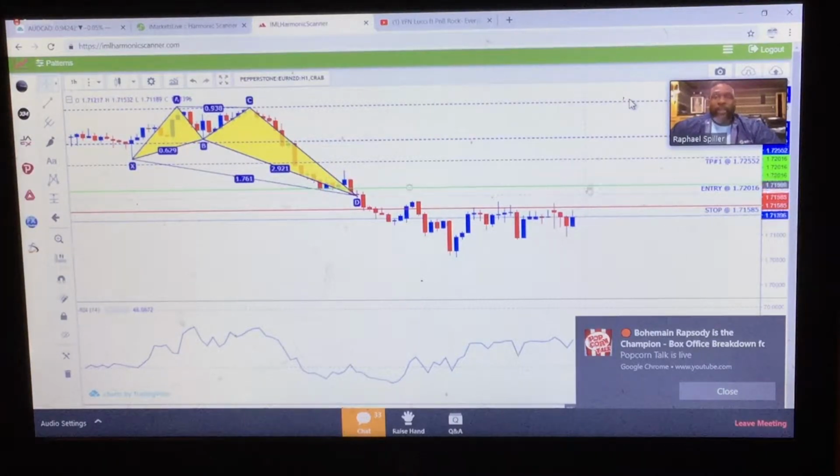You want to set your call level at this level so that when the trade gets back to this level, you can come back and look at it and see if it's time for you to take that trade.